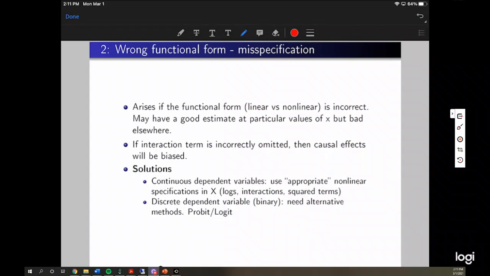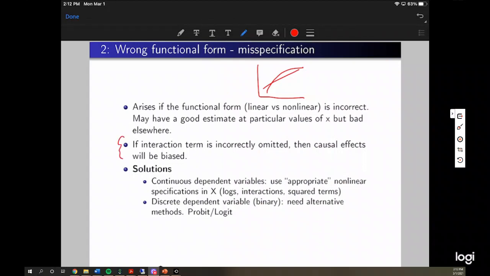Number 2, threat to internal validity: wrong functional form or misspecification. So we've talked a bit about this in lecture or module 7 when we were doing the linear function versus the quadratic. This is what we're talking about here. It arises if the functional form is incorrect. It may have a good estimate at particular values of x but bad elsewhere. If an interaction term is incorrectly omitted, then causal effects will be biased. So what is that one saying?